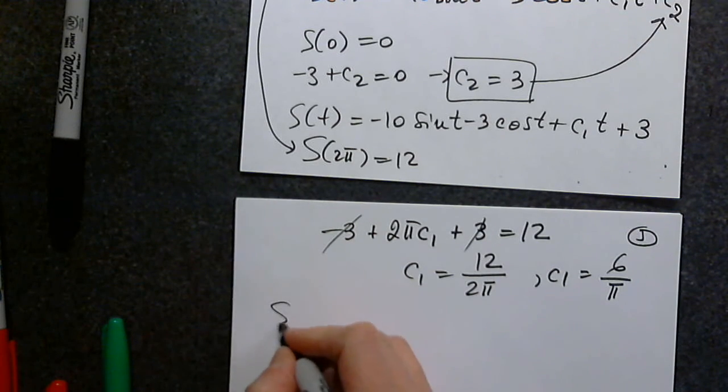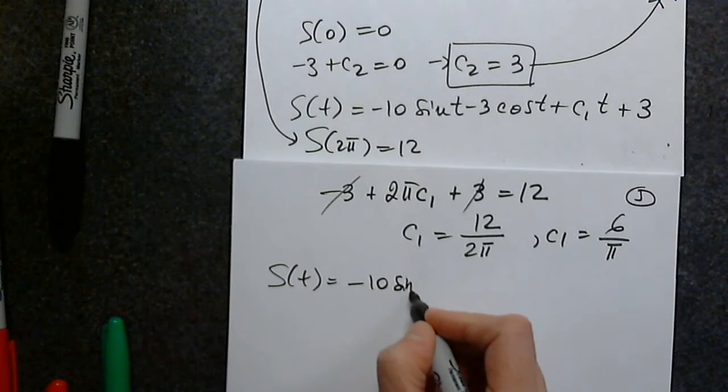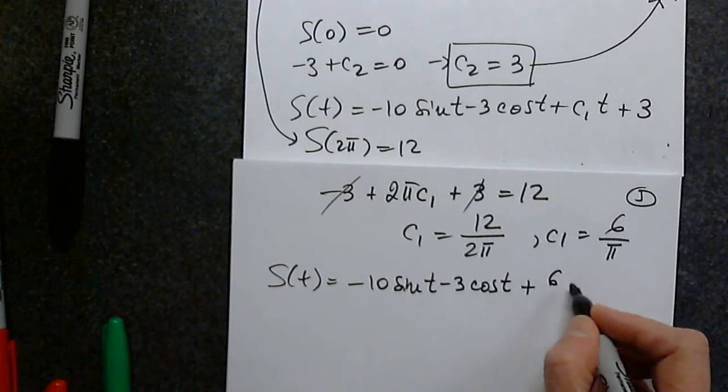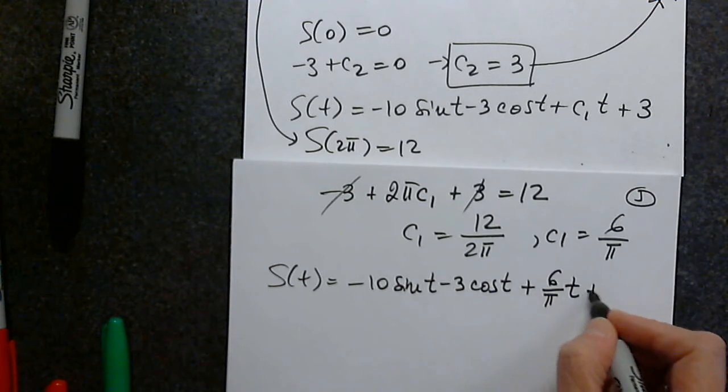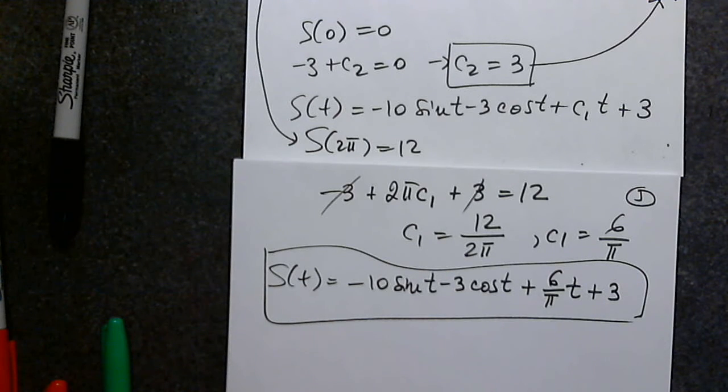And now we determined the distance formula. Negative 10 sine t minus 3 cosine t plus 6 over pi t plus 3. And this is the one function that complies with all given conditions. It has the given acceleration function and fulfills the given conditions: S of 0 is 0 and S of 2 pi is 12. Is this okay?